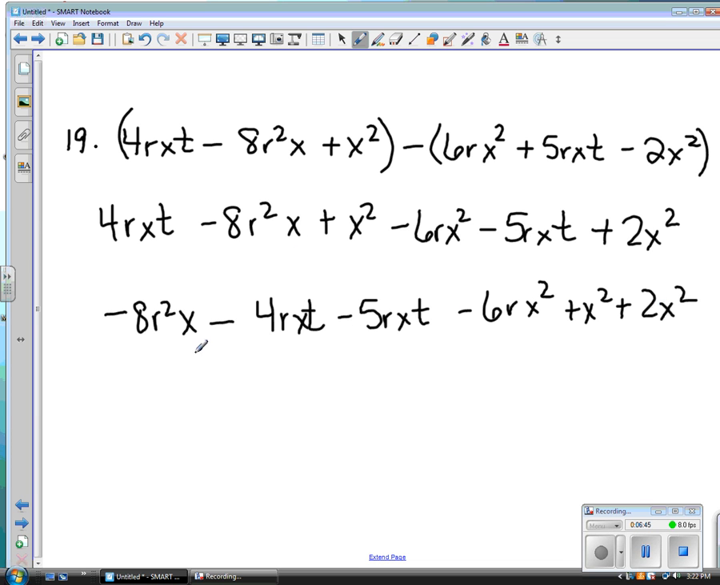Just counting my terms to make sure I've rearranged them all. Add things that are alike. This one has nothing else that's alike, so it just stays the same. This one does have something that looks alike. I'm sorry, let's go back and correct this. This was a positive, so that should be plus. So that should look like minus 1 r x t. Understand there's a 1 coefficient here. I do not have to write it though.